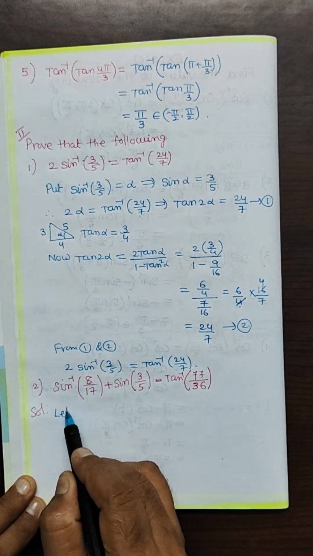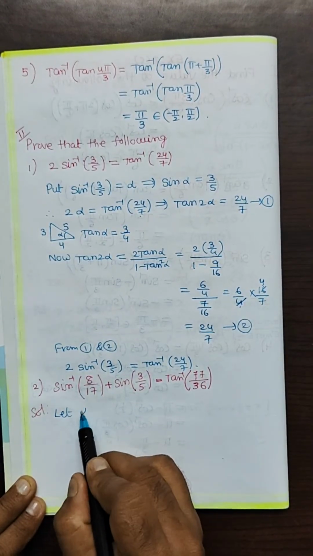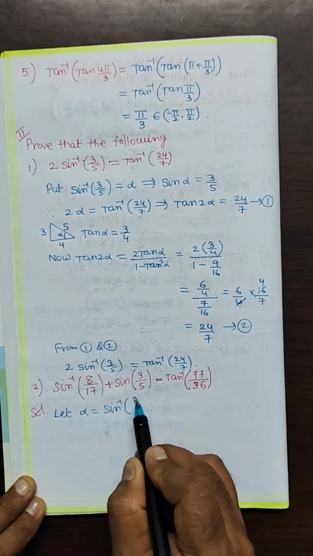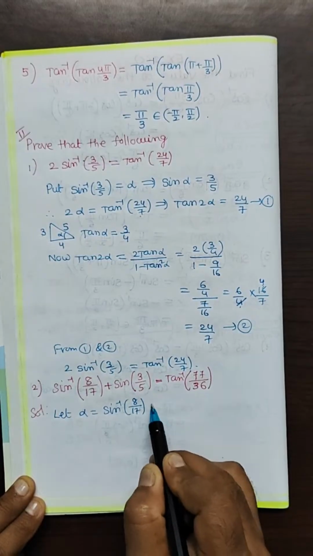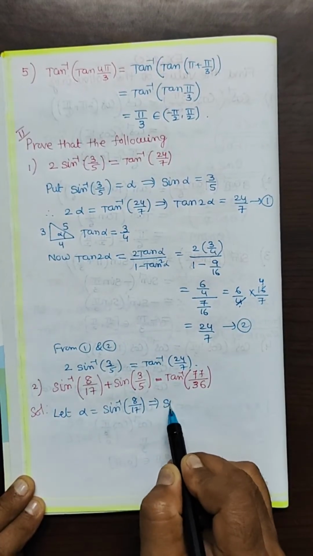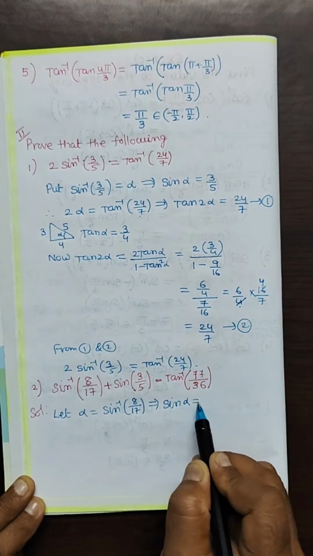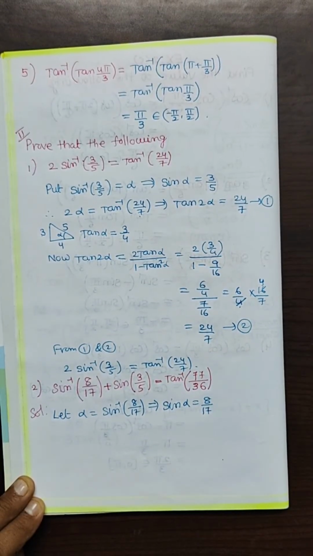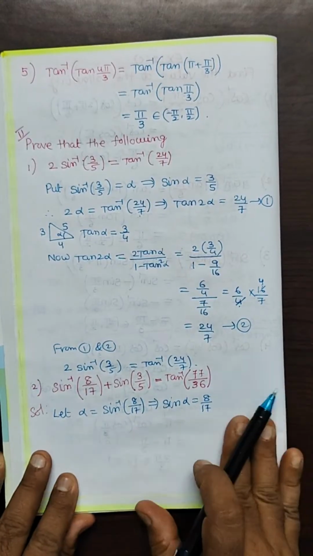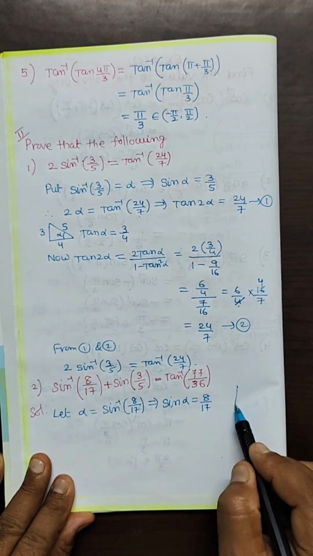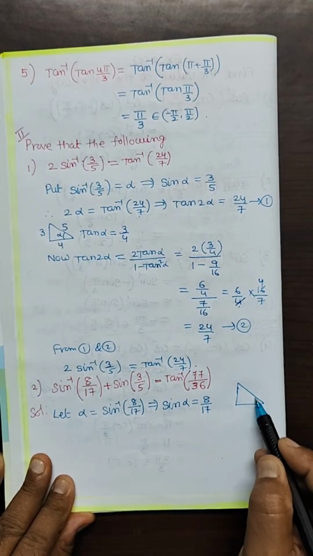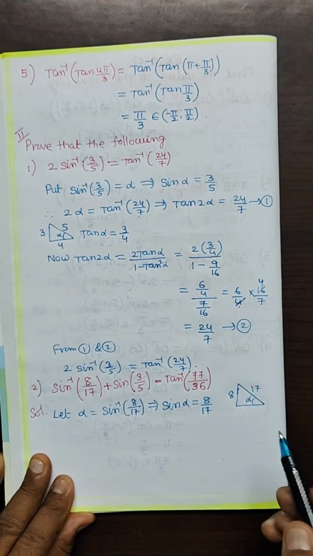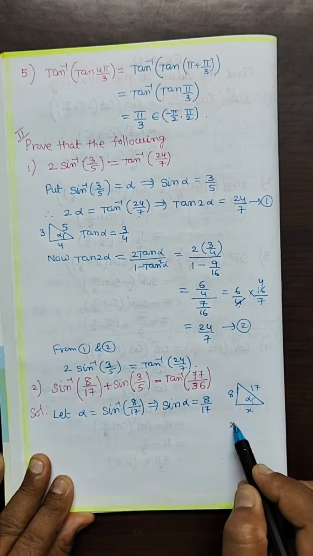Let alpha equal to sin inverse of 8 by 17. So that implies that sin alpha is equal to 8 by 17. Okay, dear students. Next, this is alpha, 8, 17. Here x we are writing by using right angle triangle.